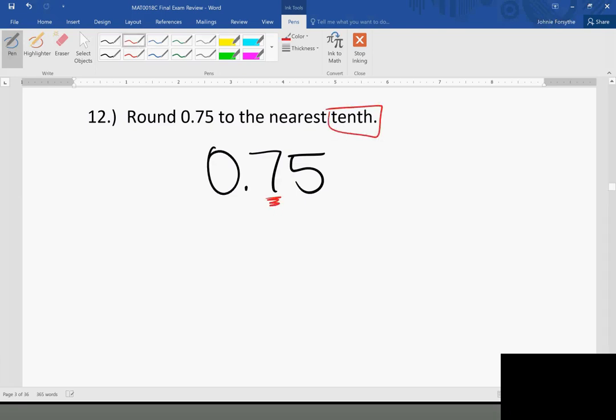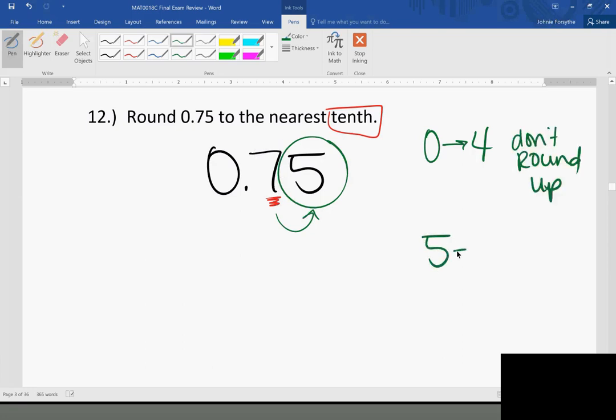That's the 10th place. So in order to round this, we must look at the number to the right. So if this number in green was 0 through 4, we would stay the same. So the 10th, the number 7, would stay the same. If it was 5 through 9, we're going to round up.